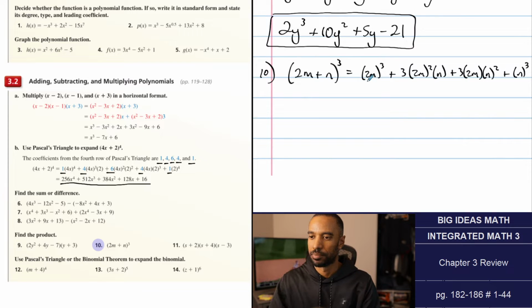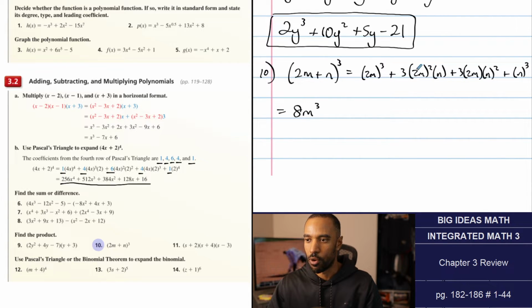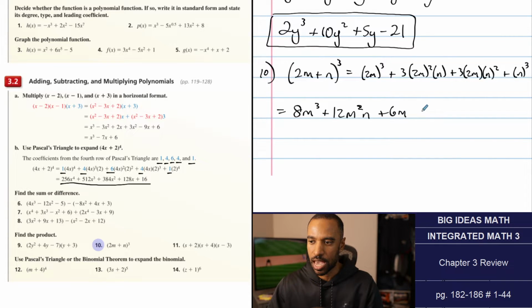We have 2m quantity cubed is 8m cubed. 2m quantity squared is 4m squared. 4 times 3 is 12. And now we have m squared times n. 3 times 2 here is 6. We get 6m times n squared. And n cubed is exactly just that, n cubed. And this is your final result.